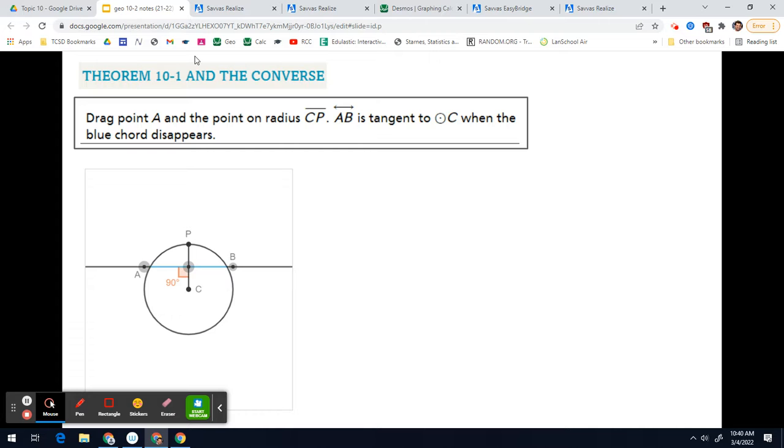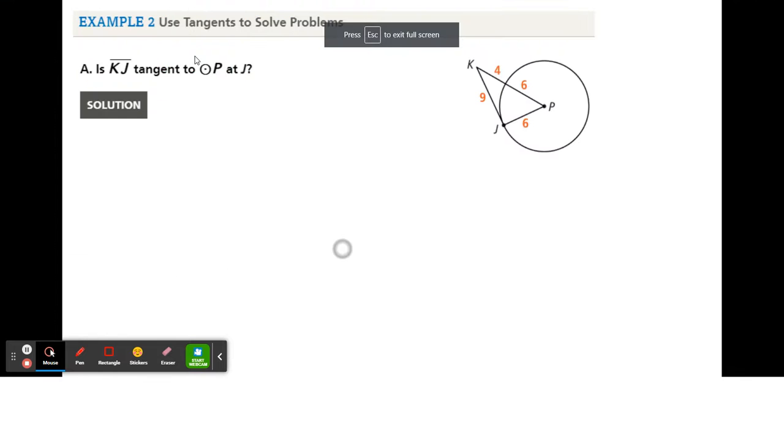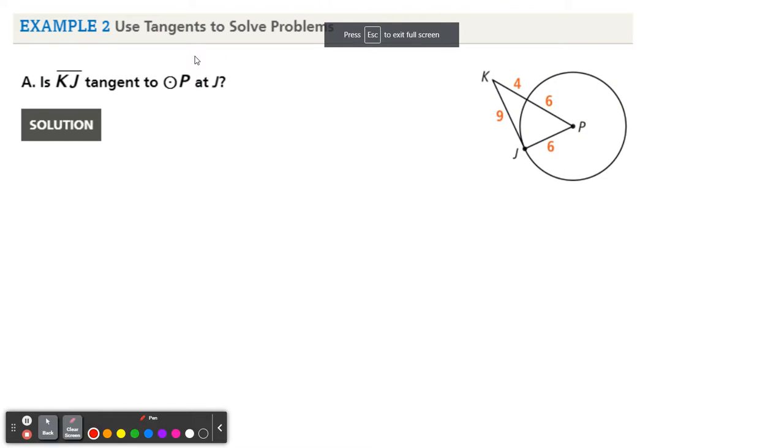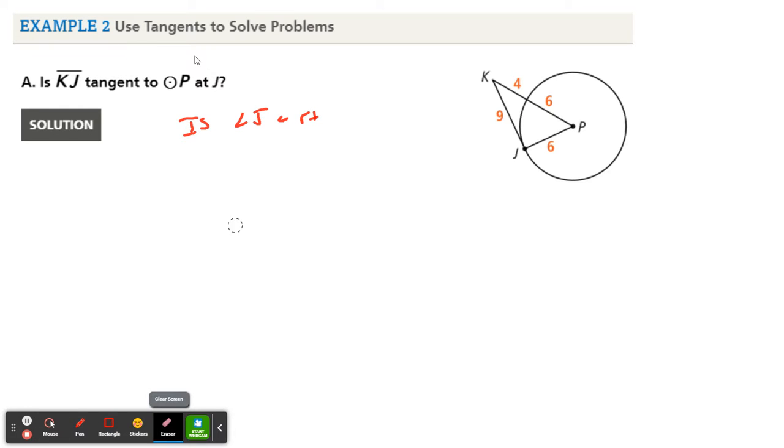3 to be exact. All right, so example 2, the first question. It says, is segment KJ tangent to circle P at J? So the real question is, is angle J a right angle? Do we know this or not?